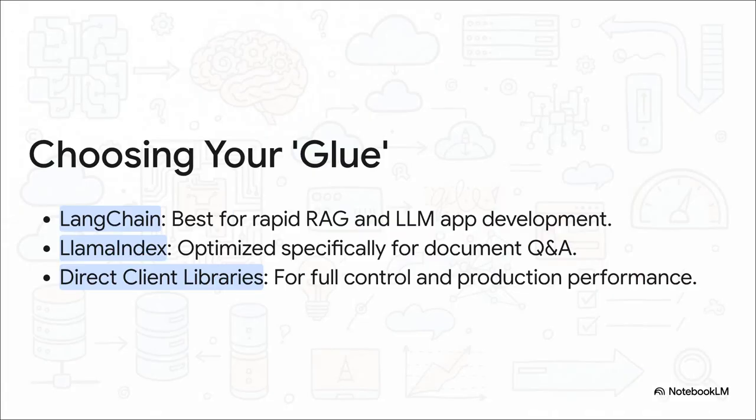And now, for the glue. How do we connect our model and our database? Well, the most popular kit on the block is LangChain. It's like a Swiss Army knife for building AI apps really fast. Now, if you're doing a lot of question and answer stuff with documents, you might want to look at LlamaIndex. It's built specifically for that. But, and here's a little pro tip, for the best possible performance in a real production app, a lot of the pros just skip the frameworks entirely and use the database's own tools. So your choice is speed, a specific tool for the job, or just raw, unadulterated power.